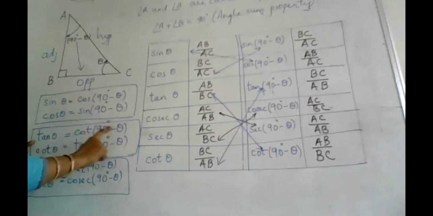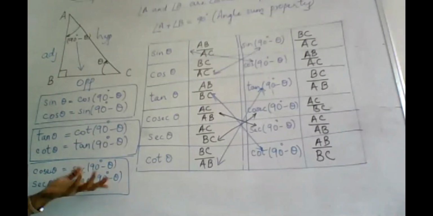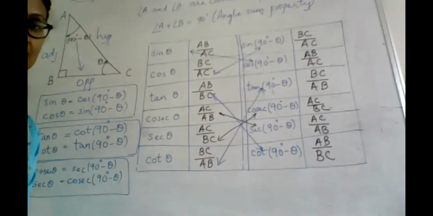When I say sine theta, you should tell it is cos 90 minus theta. If I say cos theta, you should tell it is sine 90 minus theta. Similarly, when I say tan theta, you should tell it is equal to cot 90 minus theta, or cot theta is equal to tan 90 minus theta. The last one, cosecant theta is secant 90 minus theta, or secant theta is cosecant 90 minus theta. So this is fair enough.